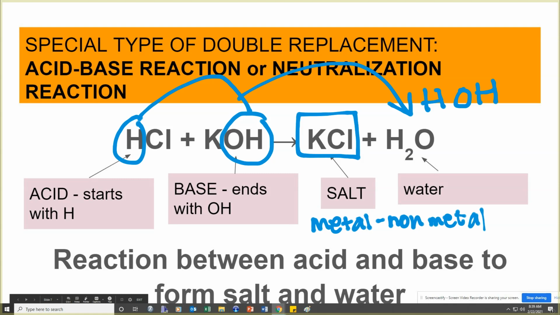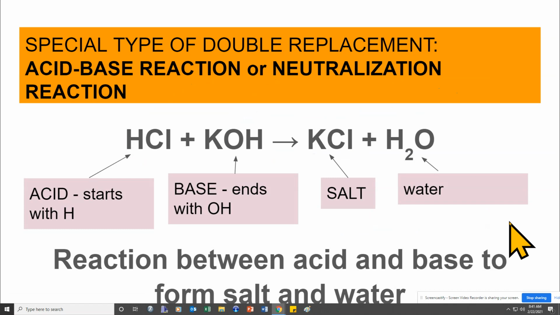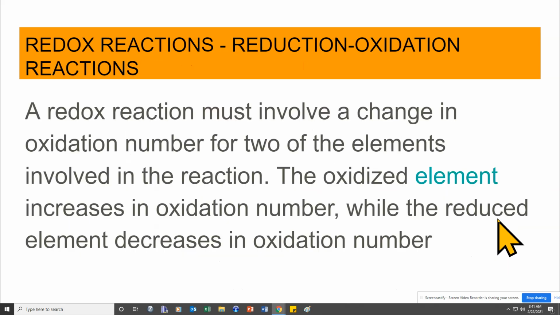Okay. All right. So that's the special type right there, the acid base or neutralization reaction. Those are actually the types of reactions that we want to look at, right? But can we categorize them any further? Well, you can. In reality, guys, there is what you call redox or reduction oxidation reactions.